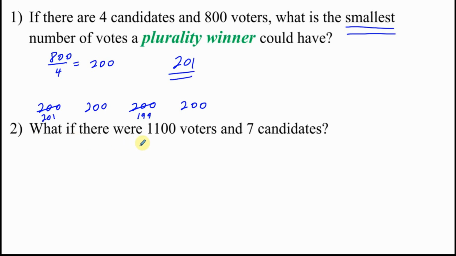Here, what if there are 1,100 voters and 7 candidates? Again, 1,100 voters divided by 7 candidates. That turns out to be 157.14. Okay. So of course you can't get 157.14. You need to go up to the next whole number. So if you had 158 votes, you would be the winner, right? So you just go up to the next whole number. When you're determining plurality, take the number of voters divided by the number of candidates and go to the next whole number. Even if you have a whole number, go up to the next whole number.